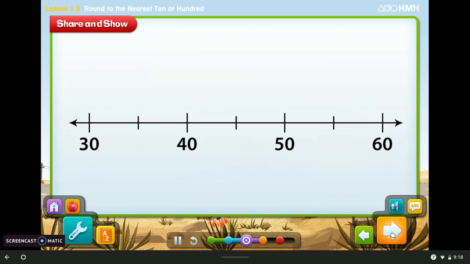So let's do some practice. Locate and label 53 and then round it to the nearest 10. 53 would be about, oops. I wish I could move it. Oh, there we go. 53 is here. So would I round it to 50 or would I round it to 60? 50. Great job.